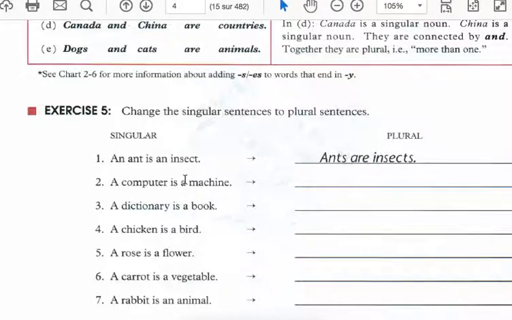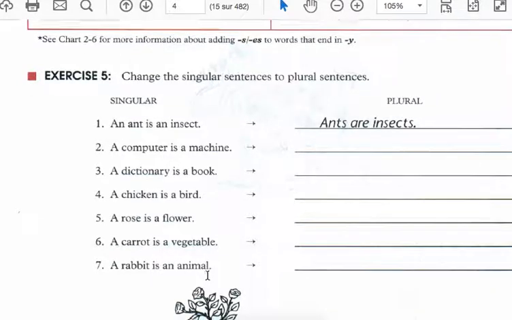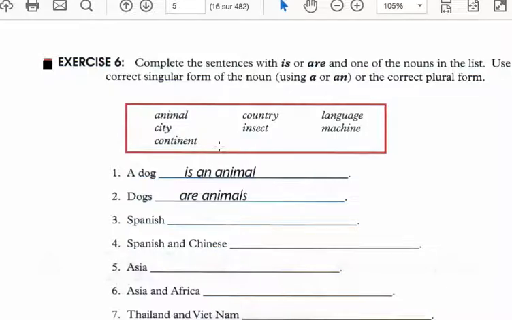Computers are machines. A dictionary is a book. Dictionaries are books. A chicken is a bird. Chickens are birds. A rose is a flower. Roses are flowers. A carrot is a vegetable. This one you have to say it fast. Vegetable. A carrot is a vegetable. So carrots are vegetables. A rabbit is an animal. Rabbits are animals. Okay, we continue here.